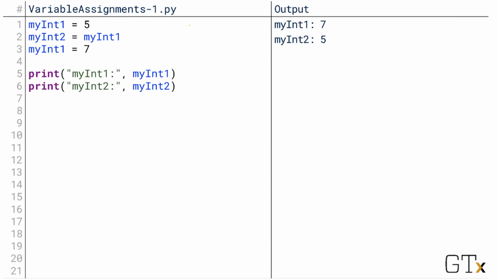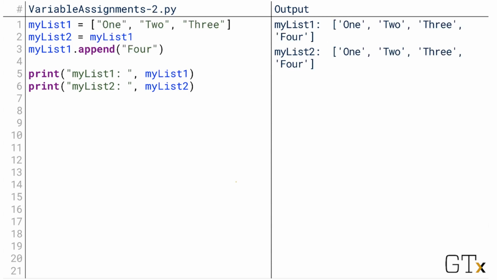So to go back to our same analogy, when using integers, it's as if there's a file somewhere that has a number on it. And when you need that number, you go and you copy that number down. If Addison then comes along and changes that number, then you still have the old number. myInt2 didn't keep up with changes to myInt1. However, with lists, it's different.